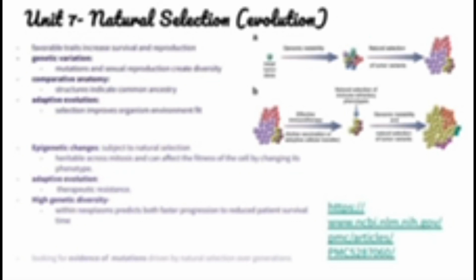It just causes genomic instability, and then the tumor spreads. High genetic diversity within neoplasms predicts both faster progression and reduced patient survival time. So the higher the genetic diversity in neoplasms, the faster the progression and the shorter the patient survival time.